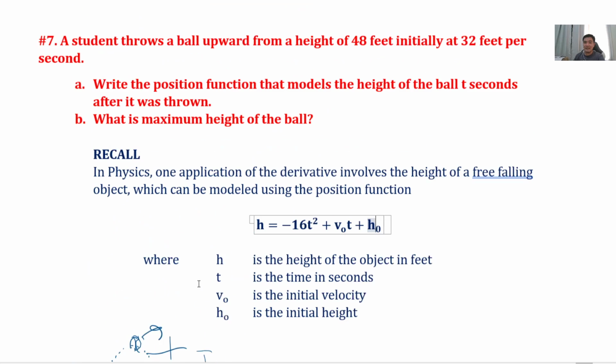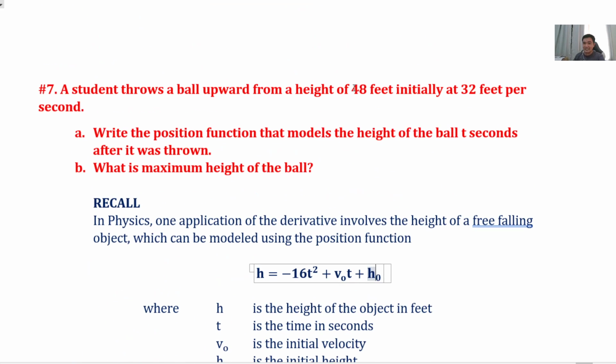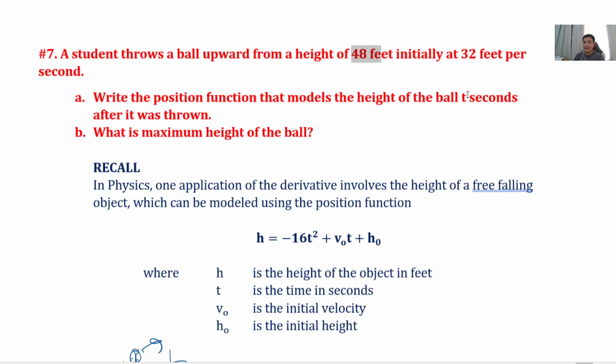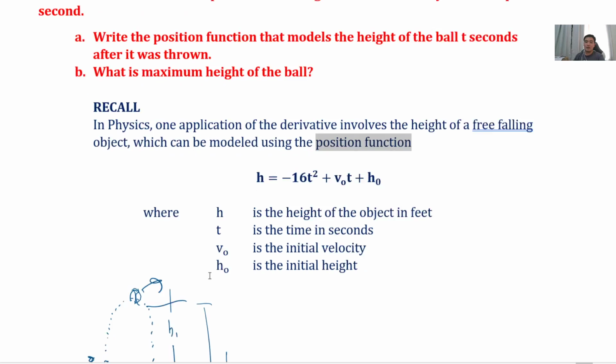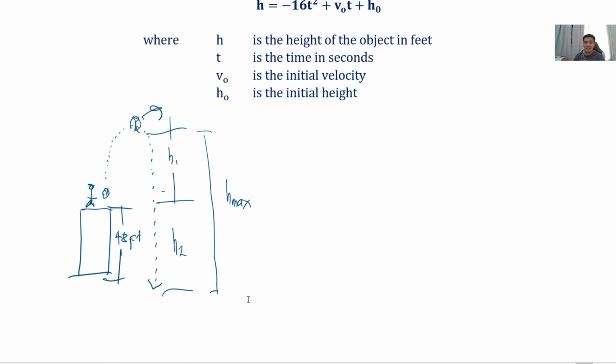So given naman lahat 'yon. Initial height is 48 feet, and then ano 'tong 32 feet per second? That is the initial velocity. Okay, so meron ka nang position function. Okay, so meron ka na ring drawing. So next is, ang gagawin na natin is gagawa tayo ng mga equations natin.